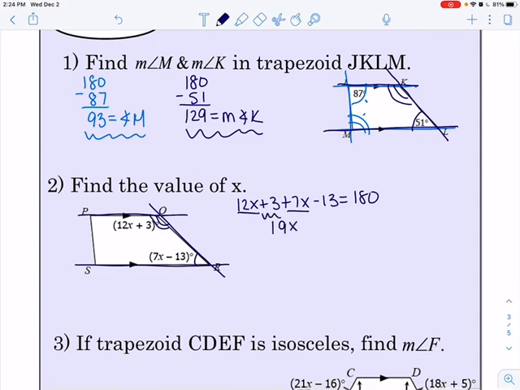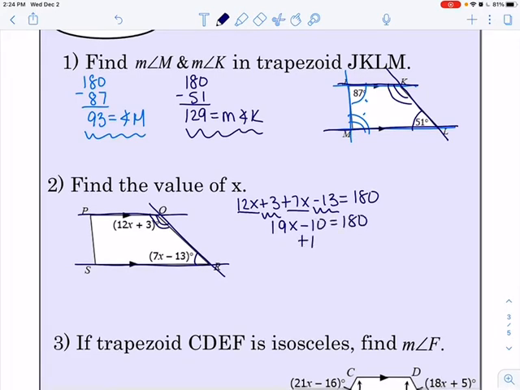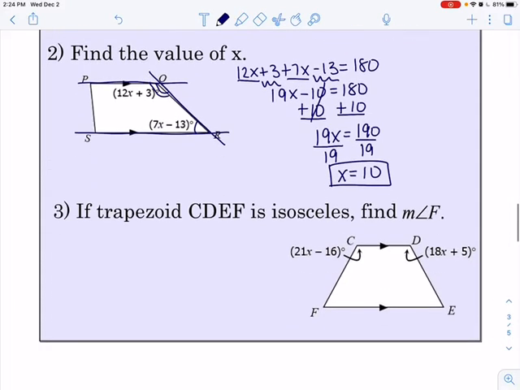Okay, 12x plus 7x is going to give me an answer of 19x, and a positive 3 and a negative 13 will give me an answer of negative 10, and that's going to equal 180. Next, I'll add 10 to both sides, and 19x is going to equal 190. Divide both sides by 19, and x is going to equal 10. It only asked me to find the value of x. I found it. I'm done.